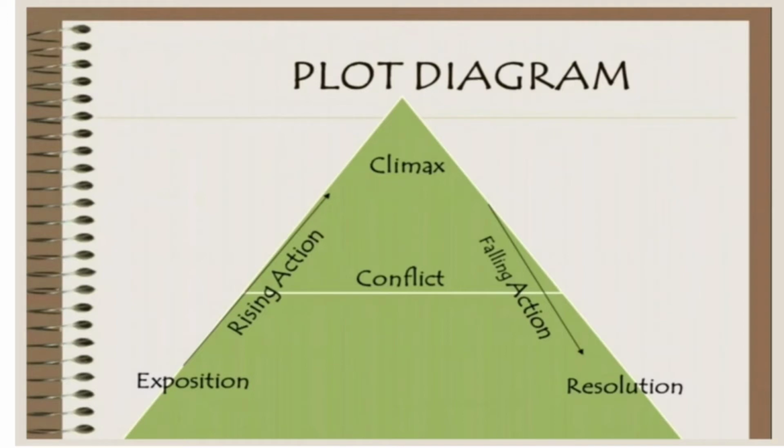Initially, towards the left hand side, bottom, we have exposition. The upward arrow towards the climax is the rising action. The highest point, the peak of the story, is the climax. Then we have the falling action and resolution. At the center of the plot diagram, we have the conflict.